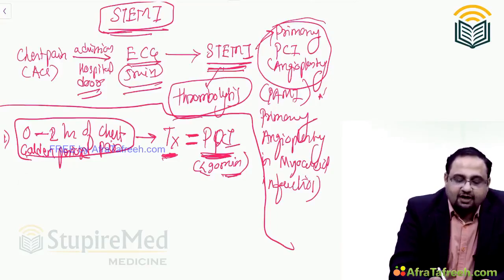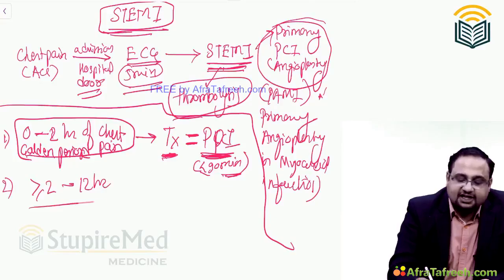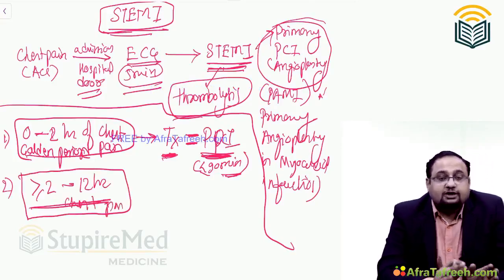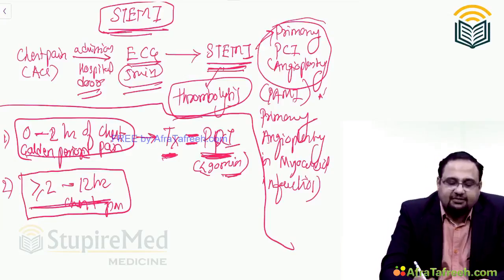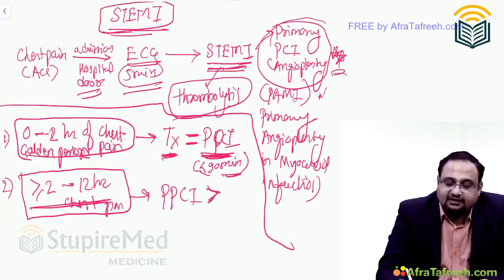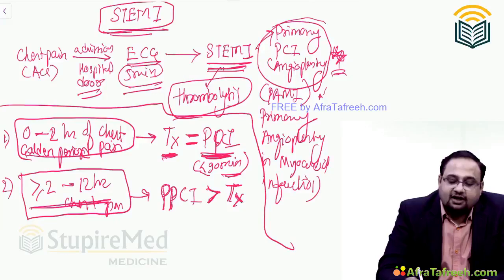to 12 hours after the onset of chest pain, meaning chest pain start होने के बाद, between more than 2 hours to 12 hours, in that condition, of course, primary PCI, meaning primary angioplasty जो हमने पढ़ा है, primary PCI is always better than thrombolysis.